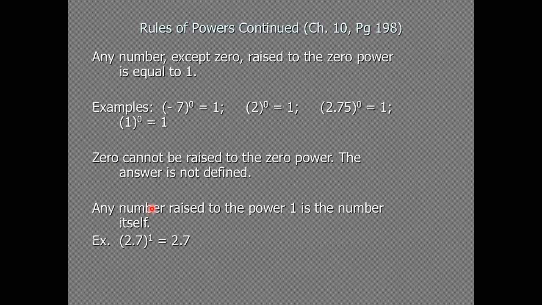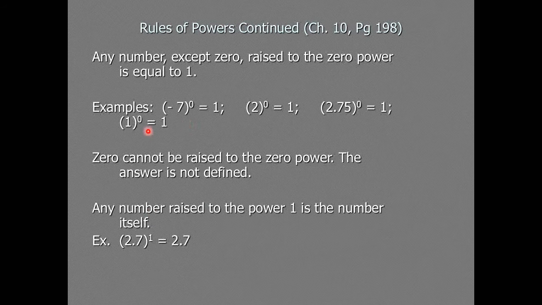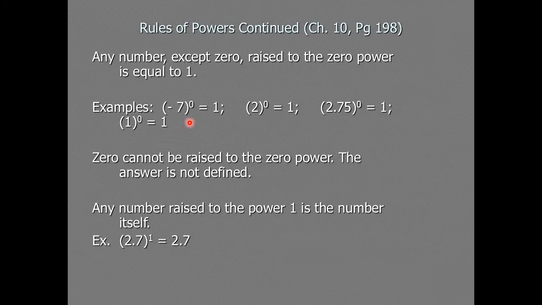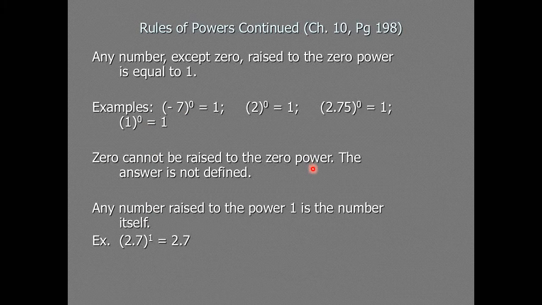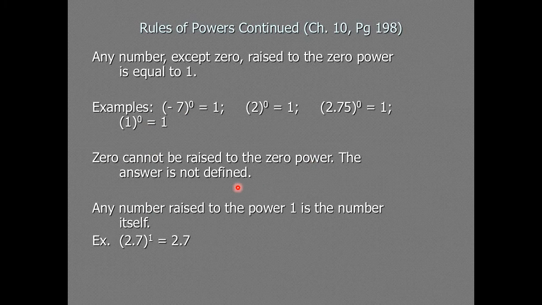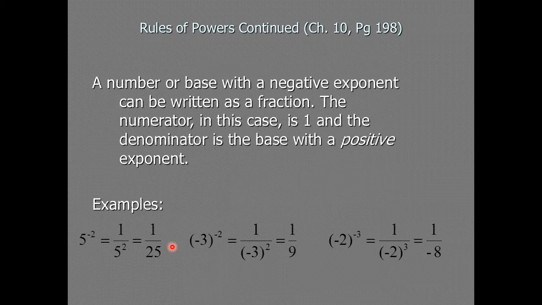Let's try some more examples, but this is very interesting because anything to the power 0 is always 1, no matter what that is. You see here, -7 to the power 0 is 1. Anything to the power 0 is 1. Even 1,000,000 to the power 0 is still 1. And anything to the power 1 is the number itself.